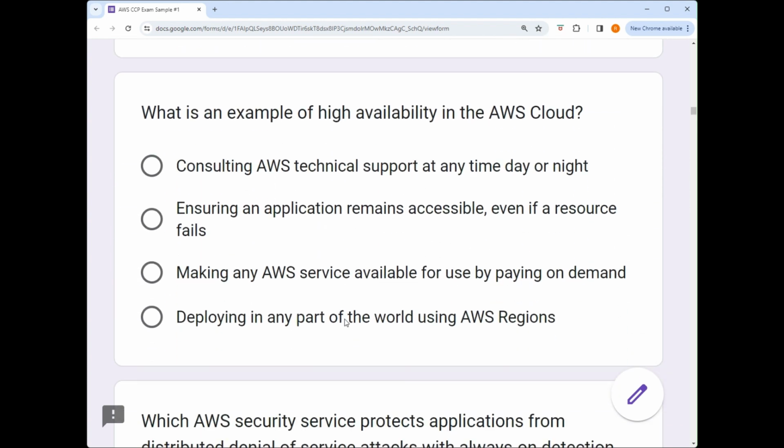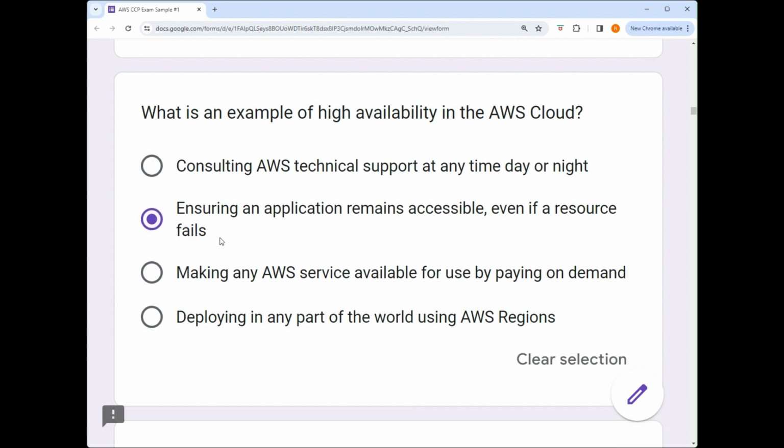What is an example of high availability in the AWS cloud? Consulting AWS technical support at any time, day or night. Ensuring an application remains accessible, even if a resource fails. Making any AWS service available for use by paying on demand. Deploying in any part of the world using AWS regions. Correct answer: Ensuring an application remains accessible, even if a resource fails.